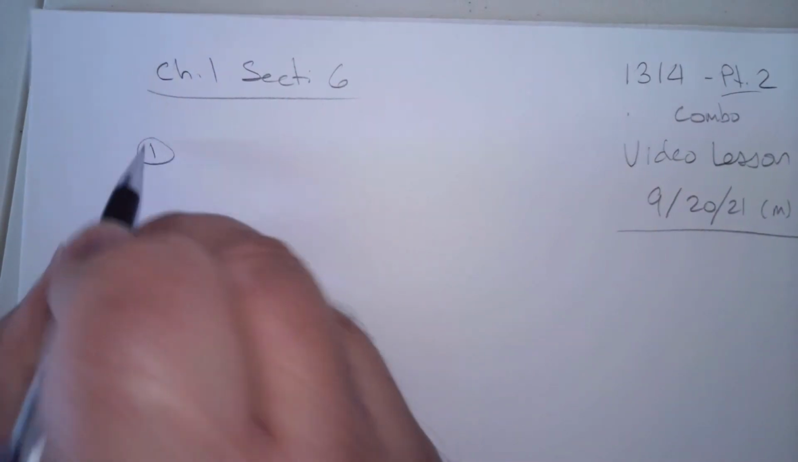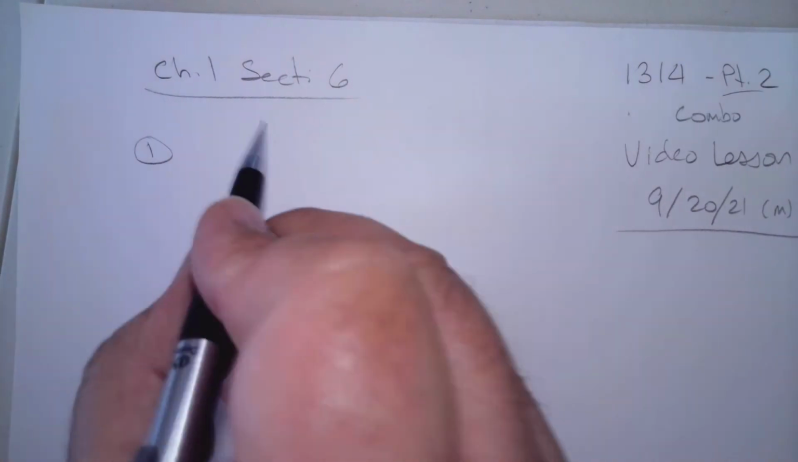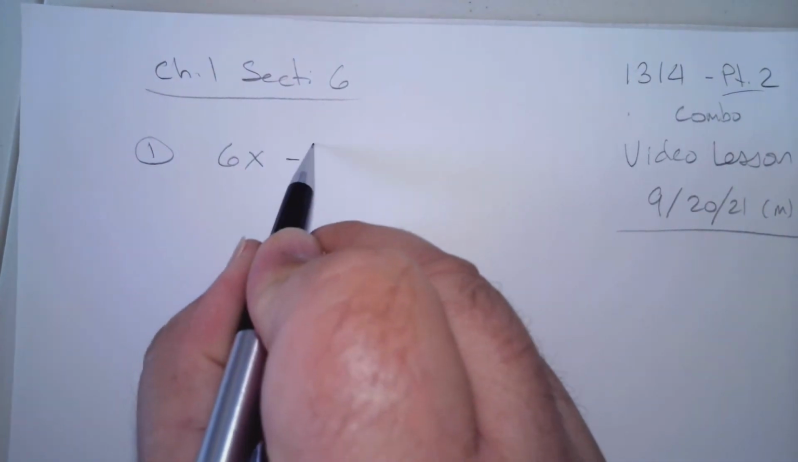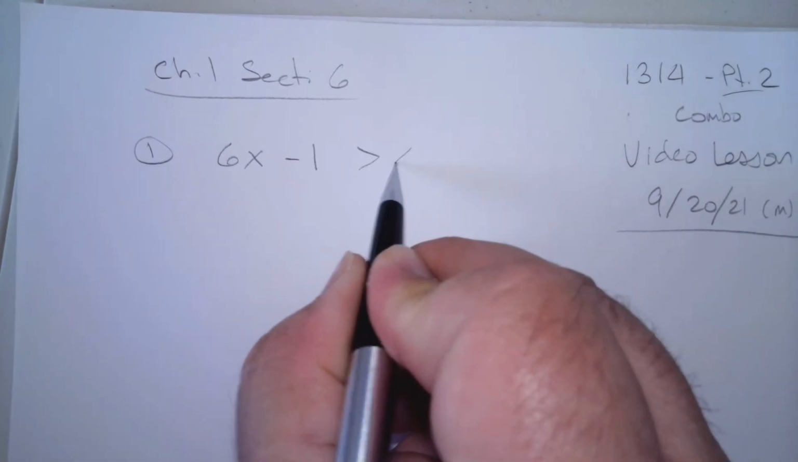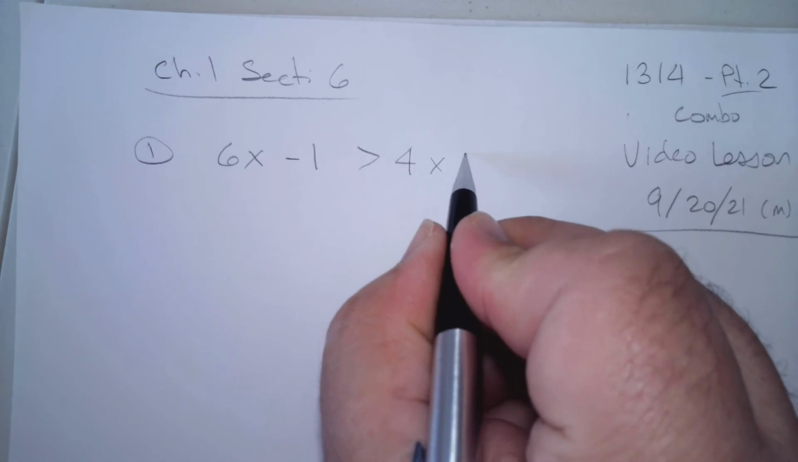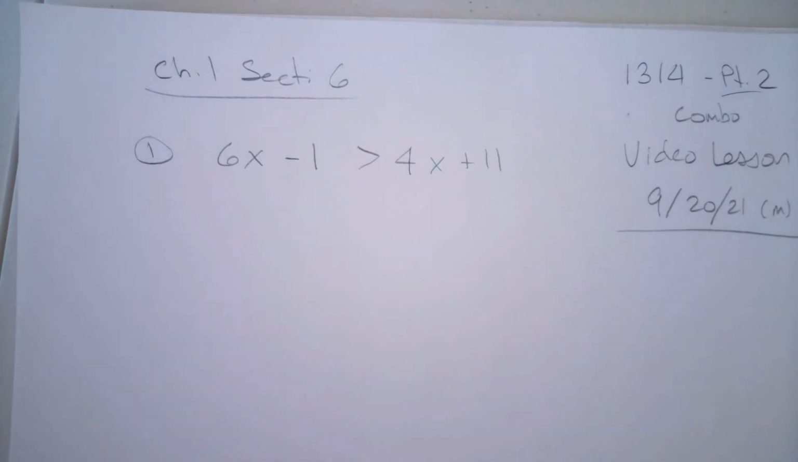All right, let's look at these problems. Remember, section 6 dealt with inequalities. We have 6x minus 1 is greater than 4x plus 11. Solve it and put your answers in interval notation.